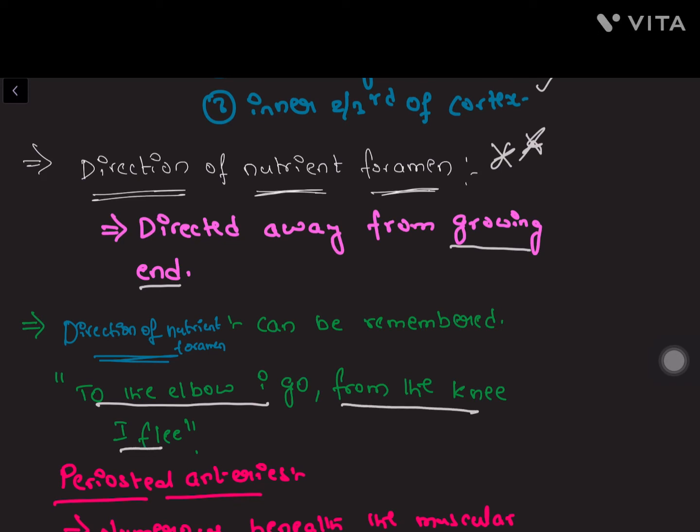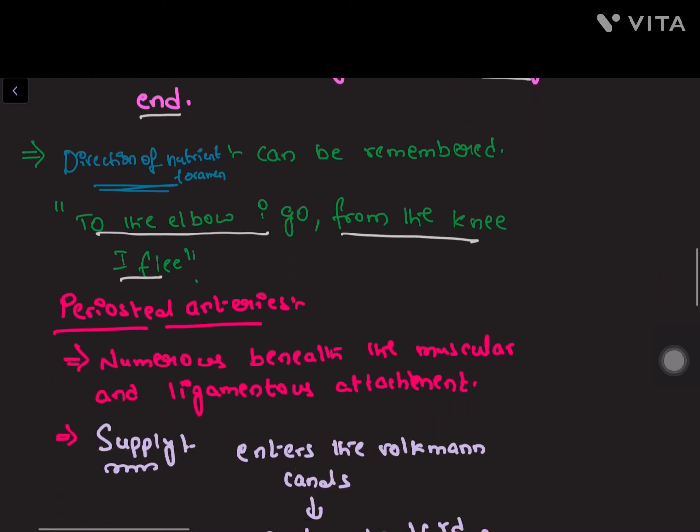So what the mnemonic is saying is, in the upper limb, the nutrient foramens are facing towards the elbow, and in the lower limb they are away from the knee joint. Take the humerus as an example: the growing end is proximal, on the upper side, so the foramen direction is towards the elbow. And this is important.